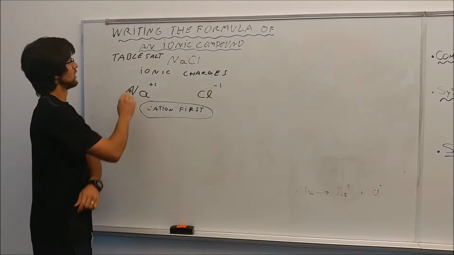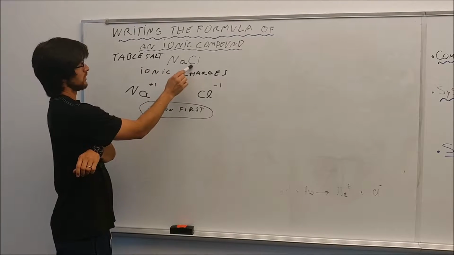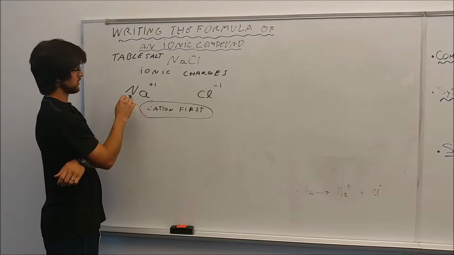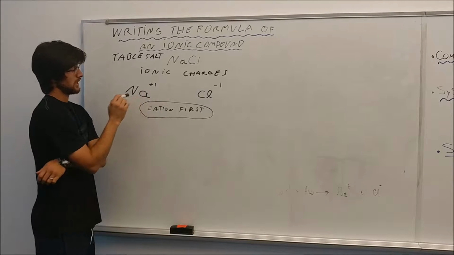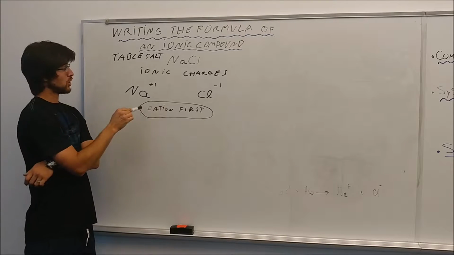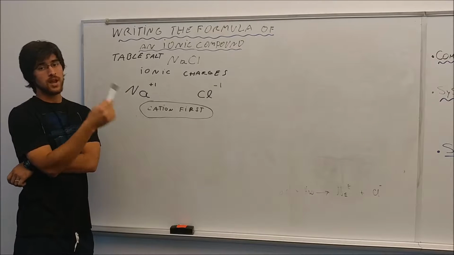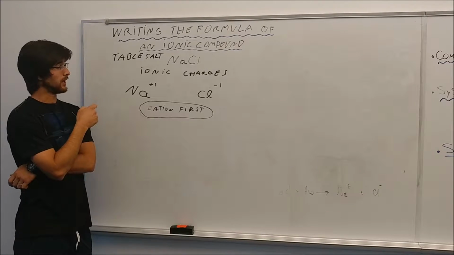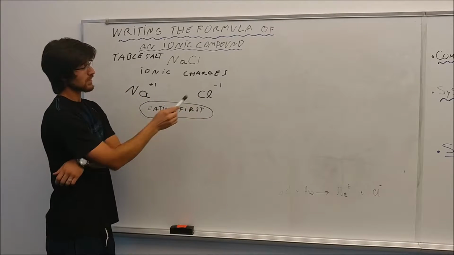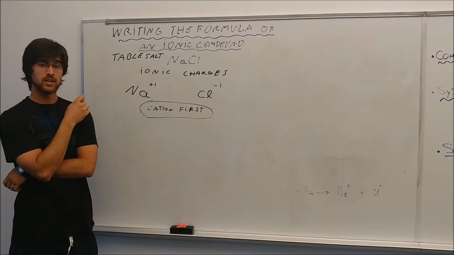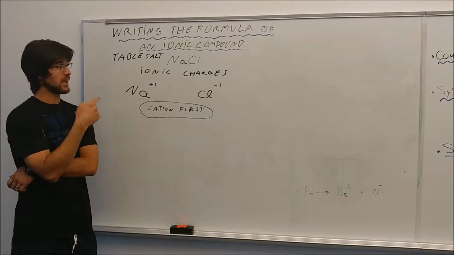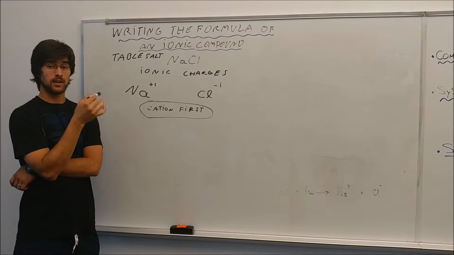So here we have the example of table salt, which is sodium and chlorine. First of all, we get the ionic charges from the periodic table, and we see that sodium, or Na, has a +1 charge, meaning that it has only one valence electron in its outer shell. In order to gain stability, it's going to donate one electron, hence the charge +1. Now chlorine, or Cl, has a -1 charge. That means it has 7 valence electrons in the outer shell, and it's going to need one more electron to complete the octet and gain stability.